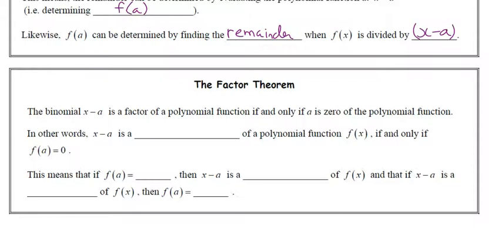Factor theorem. The binomial x minus a is a factor of a polynomial function if and only if a is a 0 of the polynomial function. In other words, x minus a is a factor of a polynomial function f of x if and only if f of a equals 0. So if you evaluate the function for a certain value and you find a 0, then you have found a root. The factor is x minus the root, right? This means that if f of a is equal to 0, then x minus a is a factor of f of x, and that if x minus a is a factor of f of x, then f of a is equal to 0. Congratulations.